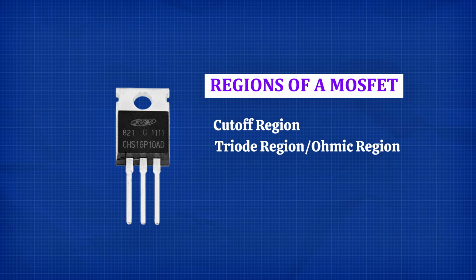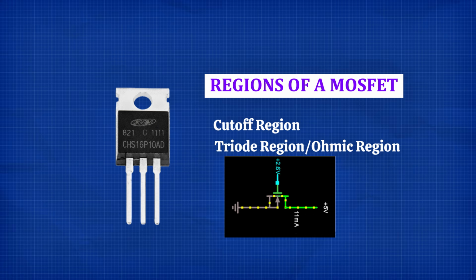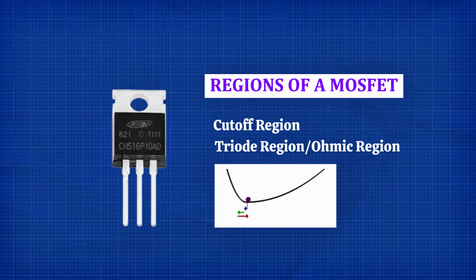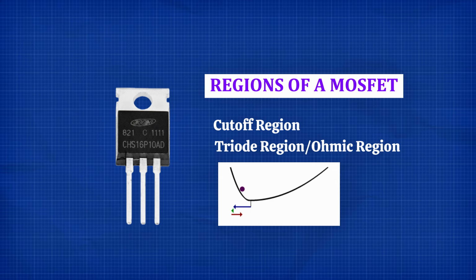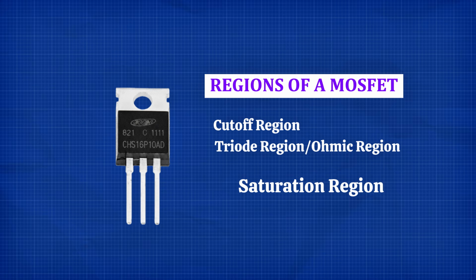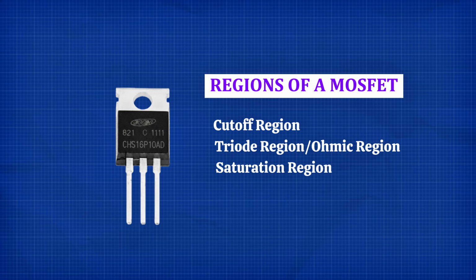In this region, the MOSFET behaves like a variable resistor. The drain current increases as the drain source voltage increases. This region is often used in amplification. The third region is the saturation region. In this region, once the drain source voltage exceeds a certain level, the drain current becomes almost constant and is mainly controlled by the gate voltage. When MOSFETs are used for switching applications, they are usually operated between cutoff and saturation regions.